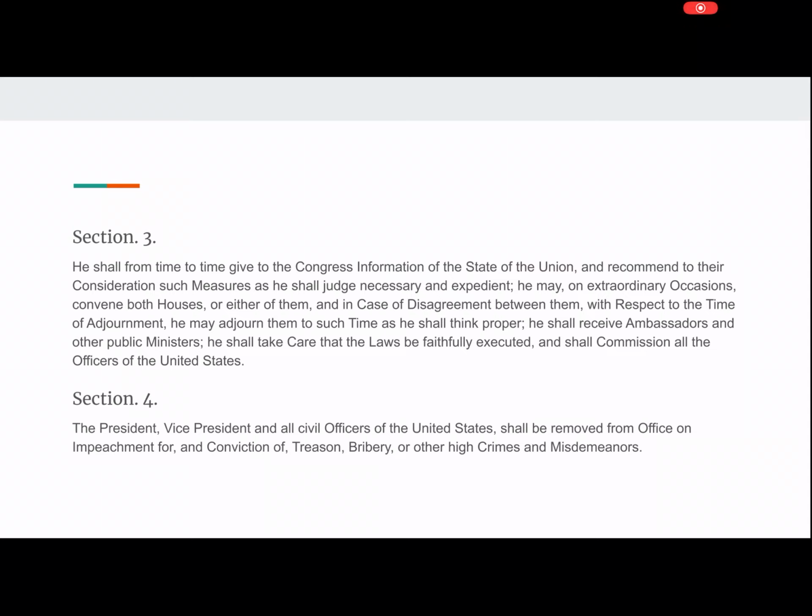So there you have it. That is our rundown of Article 2.